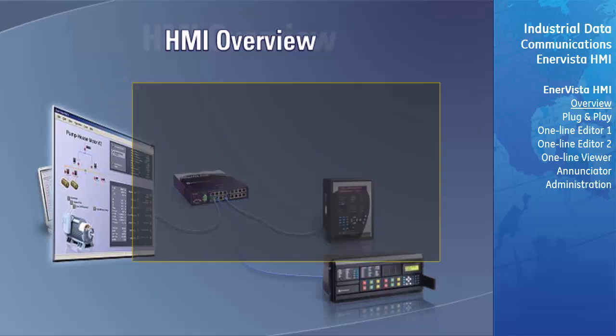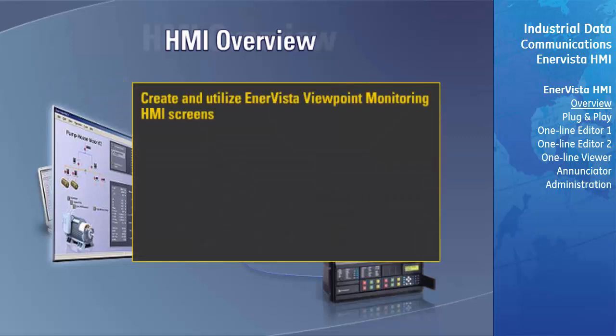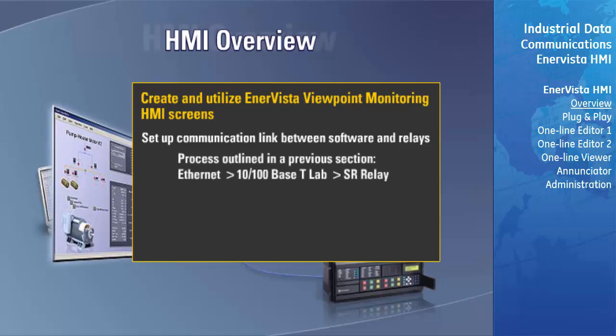The procedure to create and utilize EnerVista Viewpoint Monitoring HMI screens can be broken down into the following steps. After launching the software, we would first set up a communication link between the software and the relay or relays. We already outlined this process in a previous section. If you would like to review these steps, please click on the Ethernet button in the top menu. Then click on the 10/100 Base T Lab button on the left of the screen, and then launch the movie titled SR Relay. We'll cover the remainder of the steps in this section of the training CD.